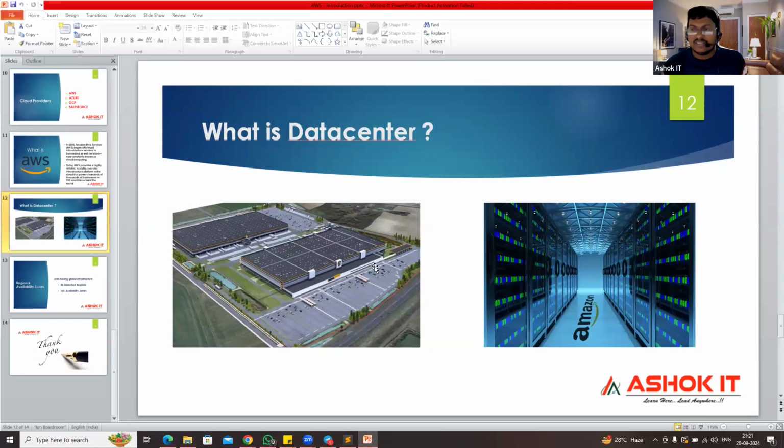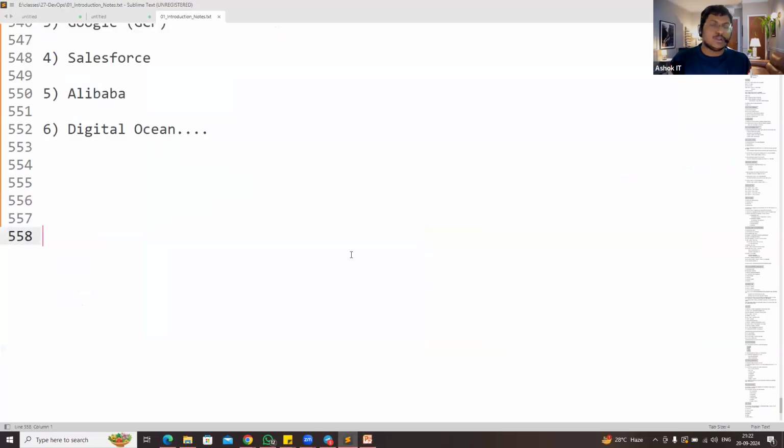In Hyderabad, they have 3 data centers. In Mumbai, 3 data centers. In total, in India, 6 data centers are available. So these kinds of buildings, 6 buildings are available in India for AWS to provide cloud infrastructure for our business. Okay, good. So with this, I hope you got the clarity.